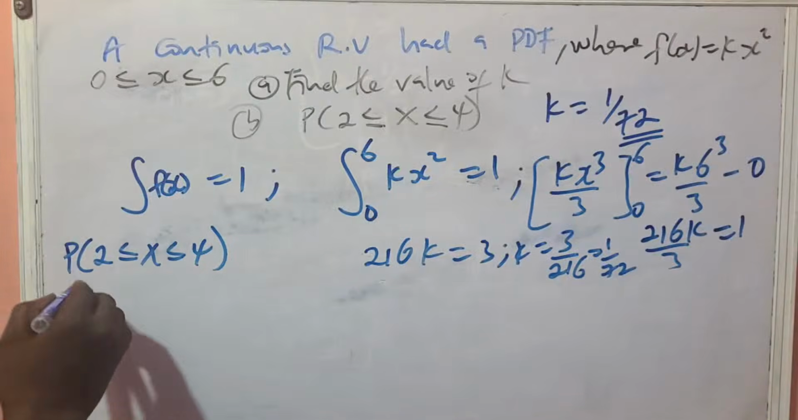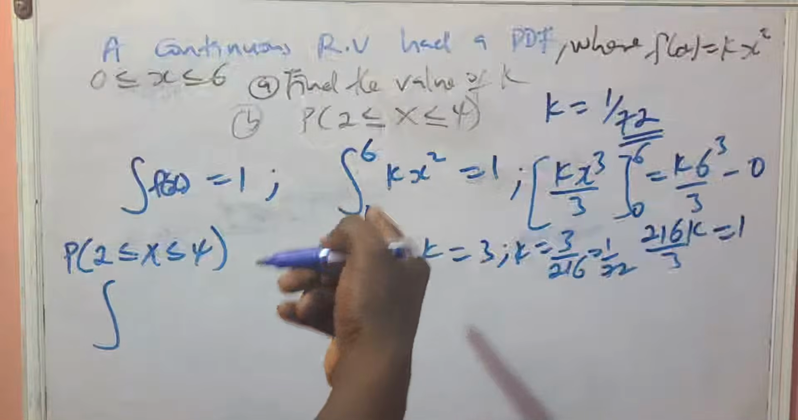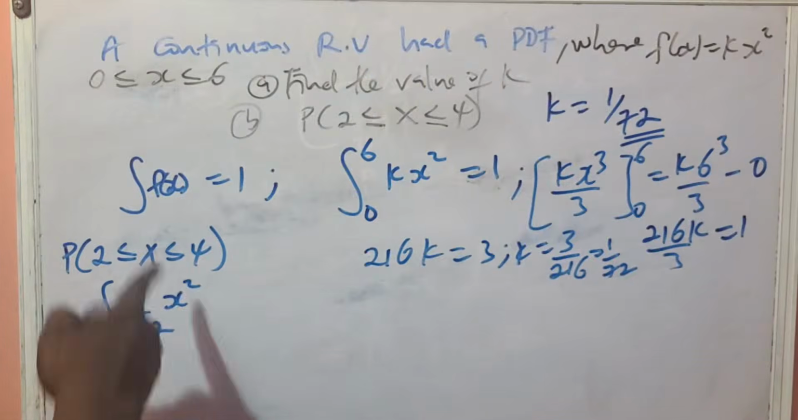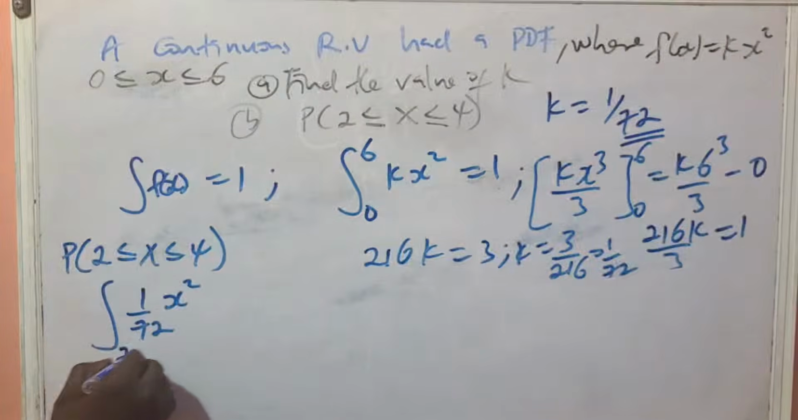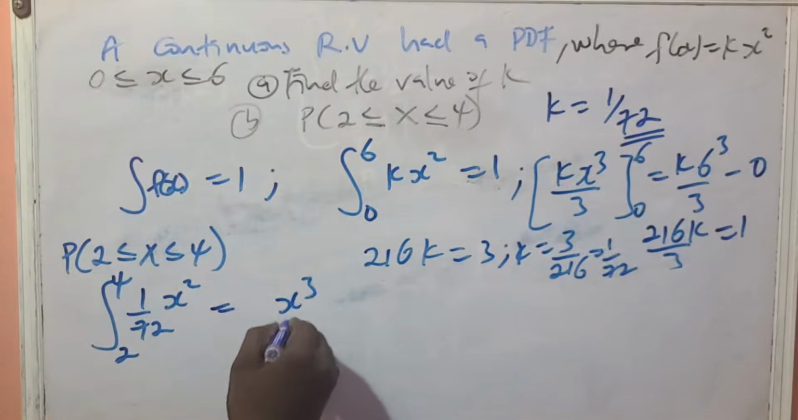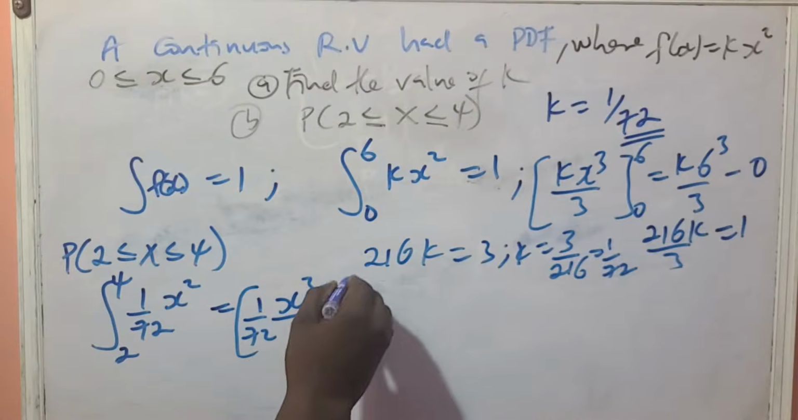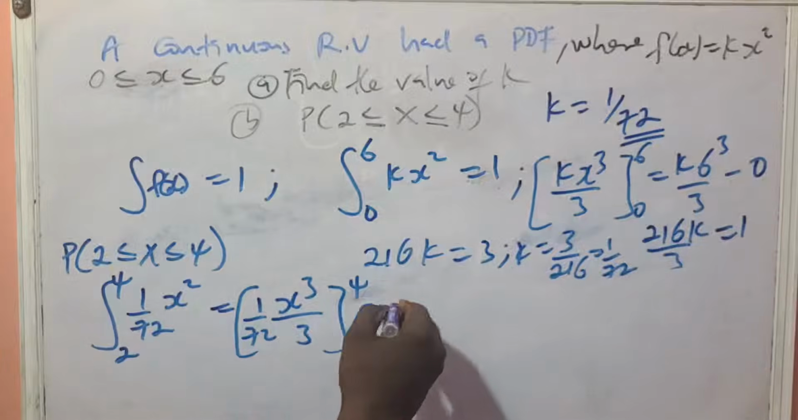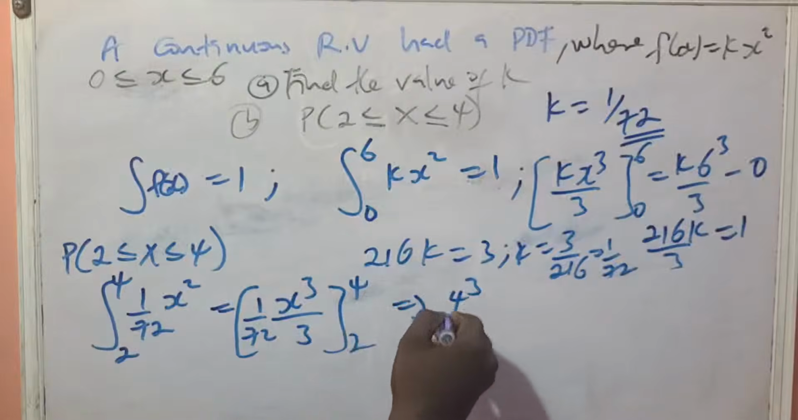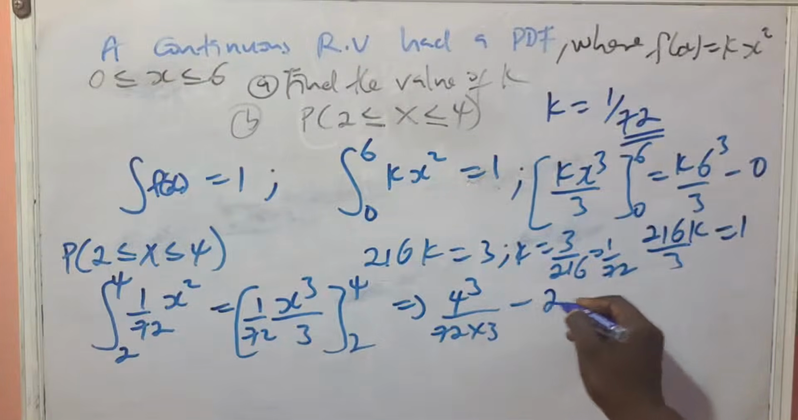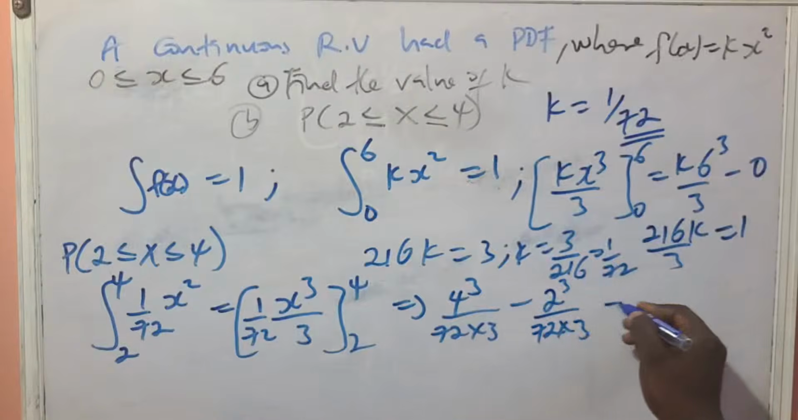What you have to do here is integrate the function. Now you don't write kx squared, you write 1 over 72 x squared, and integrate this with respect to x, with the limit being 2 and 4. Whatever answer you get here will be the answer. You will have x cubed over 3 times 1 over 72, with 4 and 2. You put your 4 here, so you have 4 cubed over 72 times 3 minus 2 cubed over 72 times 3.